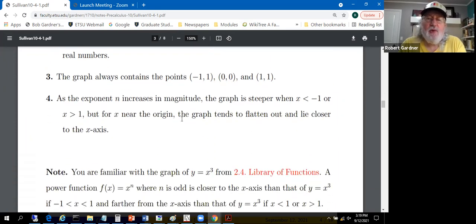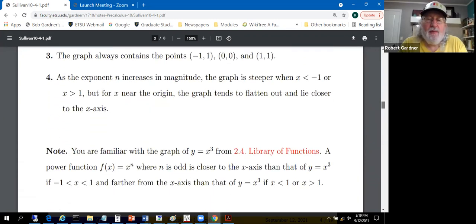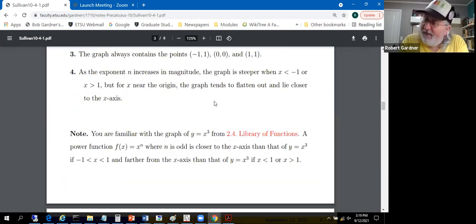As the exponent increases in magnitude, the graph is steeper when x is less than -1 or x is greater than 1. But for x near the origin, the graph tends to flatten out and lie closer to the x-axis. That's the book's way of describing this closer to the x-axis stuff here, and the super steepness here to the right. This is super steep, and to the left, super steep. So we'll consider those the properties that we accept for power functions of the form f of x equals x to the n, where n is even.